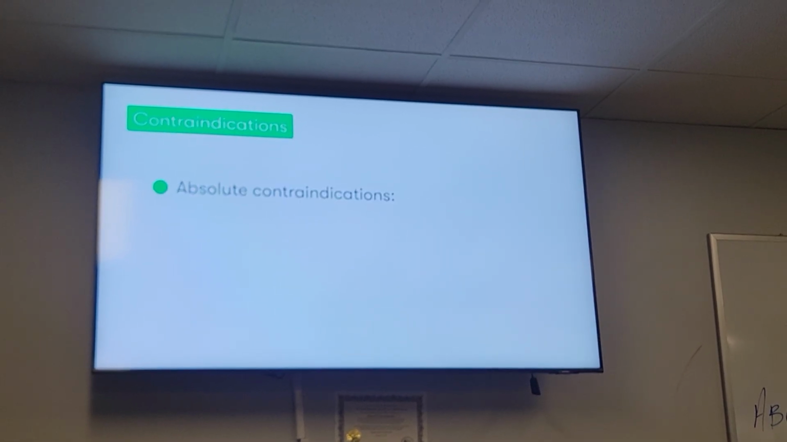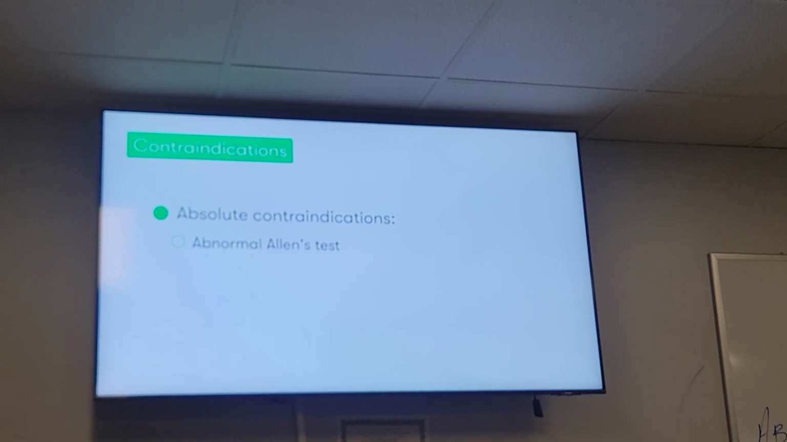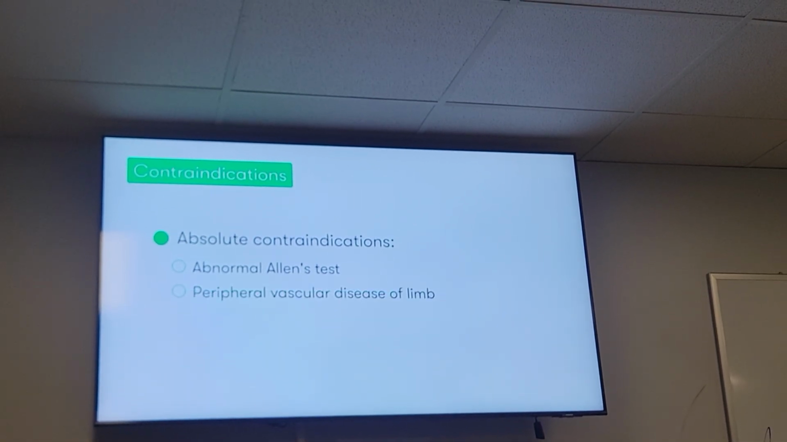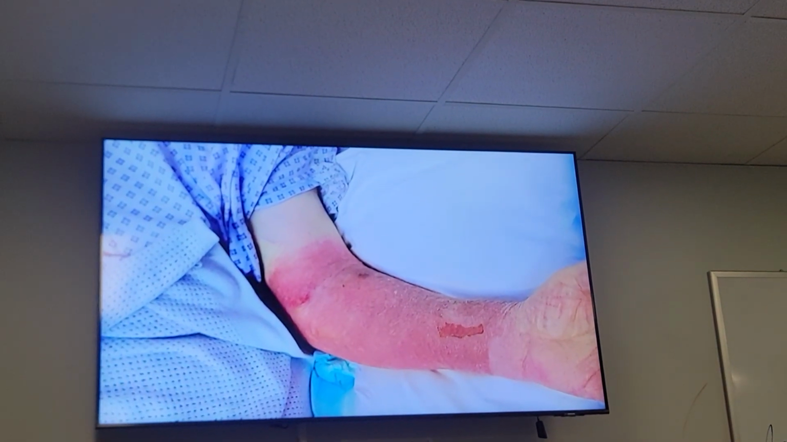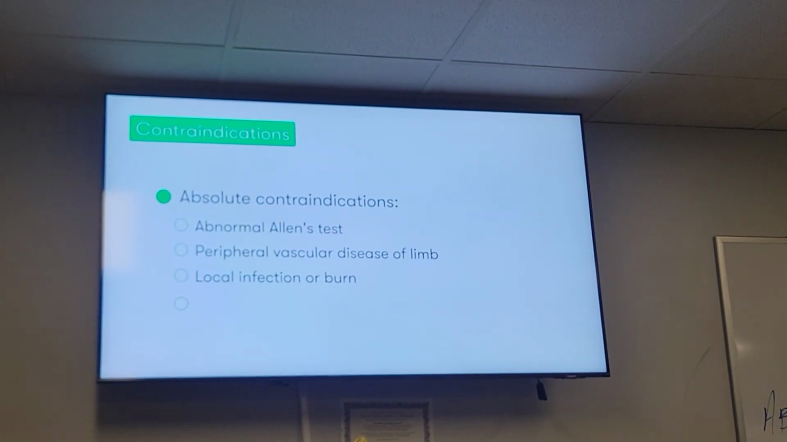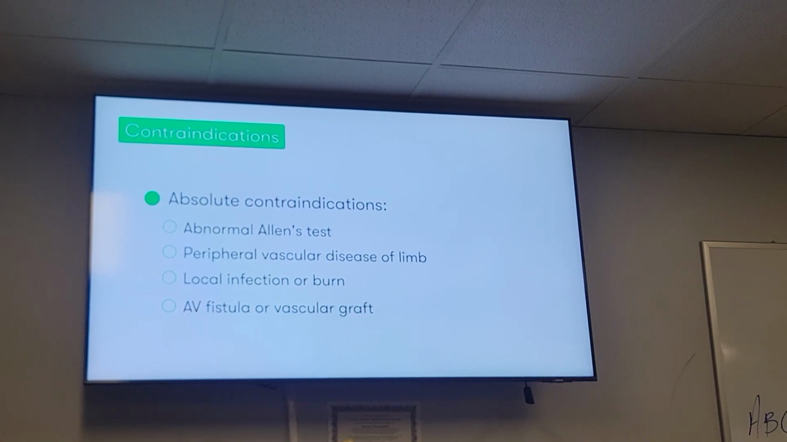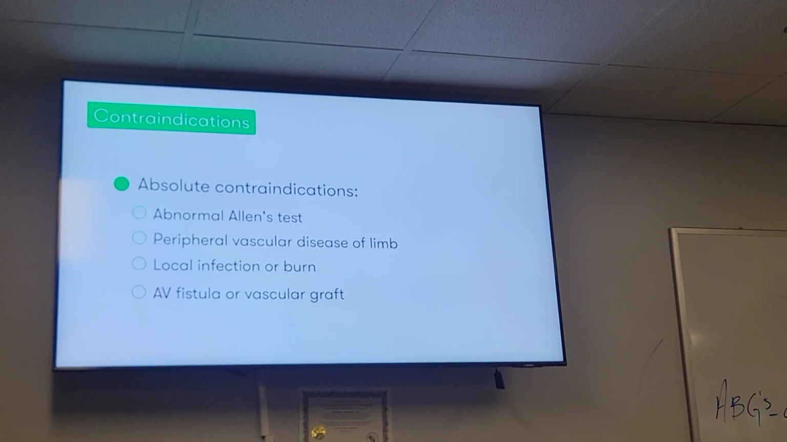Absolute contraindications to performing ABG sampling from a patient's radial artery include an abnormal Allen's test, if the patient has known or suspected peripheral vascular disease of the limb, local infection or severe burns at the site of the planned arterial puncture, and also if the patient has an arteriovenous fistula or a vascular graft, in which case it's essential that we stay well away from these sites.